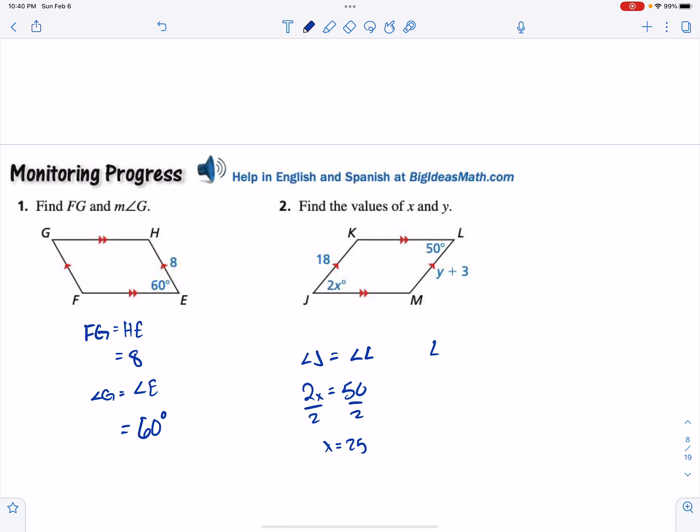Y variable is on side LM. I know LM has to be equal to JK because it's opposite. LM is Y plus 3, not Y equals. Y plus 3 is equal to 18. We subtract 3, and we get Y is equal to 15.